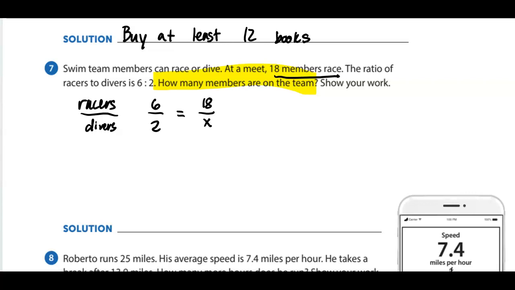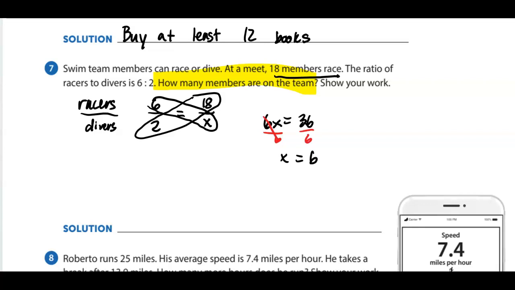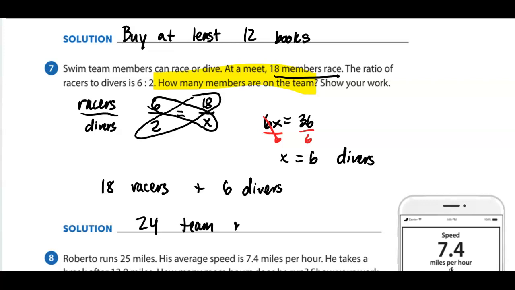So we do our cross multiplication. We get 6 times x is 6x. 2 times 18 is 36. Divide both sides by 6. We get x is equal to 6. So that's how many divers there are. If there were 18 racers plus 6 divers, then how many members are on the team? That's 24 team members. And a little extra work there.